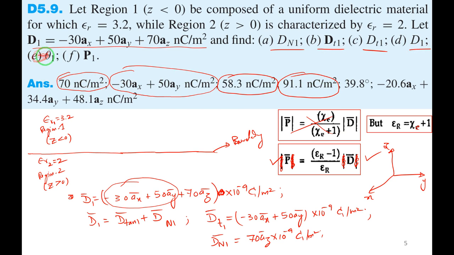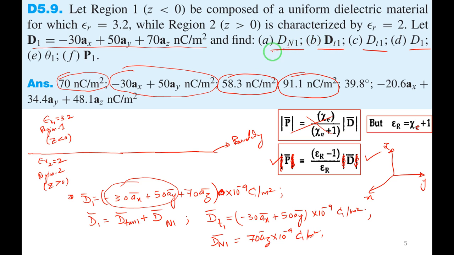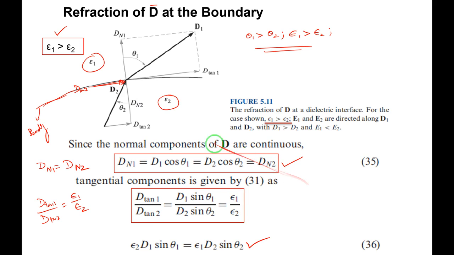Now we will make use of the diagram. Theta 1 is asked, you have to calculate. Since these two are perfect dielectrics, we know the boundary conditions. E tan 1 equal to E tan 2 will come here, but let me take the normal component. Dn1 equal to dn2, it is fine, correct. This is the boundary condition I am going to use.